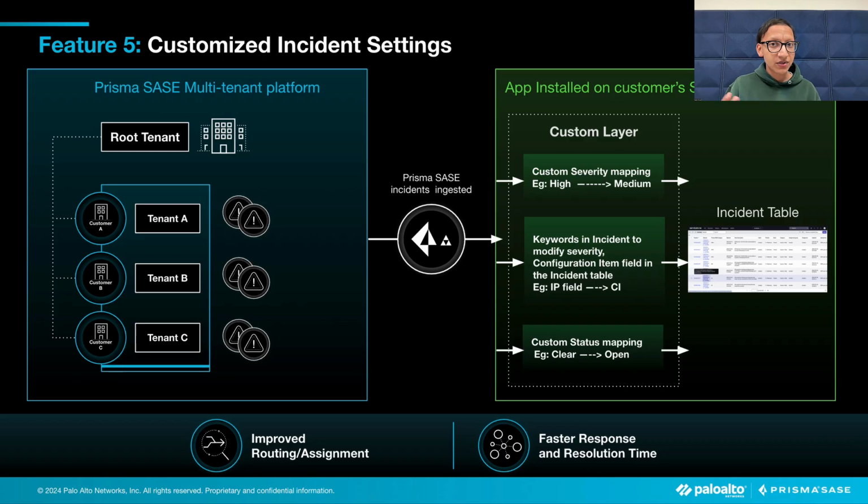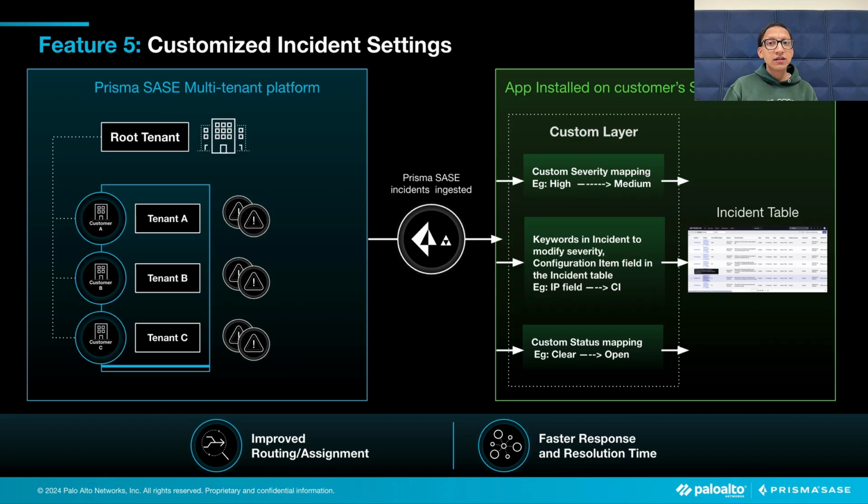You have a ton of control here. For instance, you can create custom severity mappings. If SASE calls an incident high severity, but your internal process treats it as medium severity, you can set that rule. You can even use keywords from the incident itself to automatically modify the severity or other fields via transform scripts. You can map SASE data to your CI field.